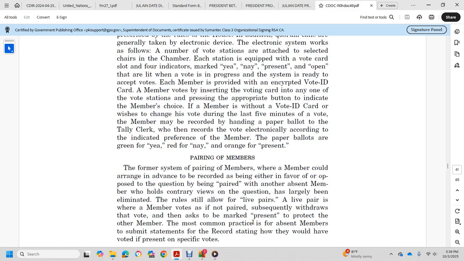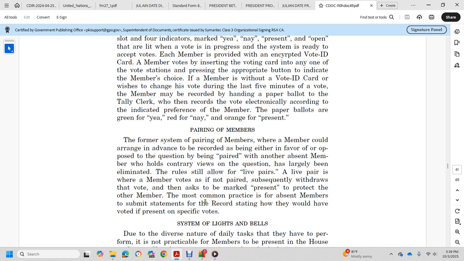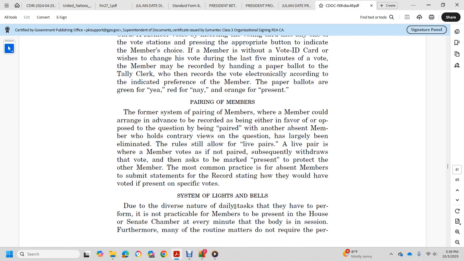Under pairing, a member could arrange with another member to be recorded as either in favor or opposed to a question, paired with an absent member who held the contrary view on the question; this has largely been eliminated. Rules still allow the live pair, where members vote and are not impaired by subsequent withdrawal of the vote, asking to be marked present. The most common practice is for absent members to submit a statement for the record stating how they would vote if present.